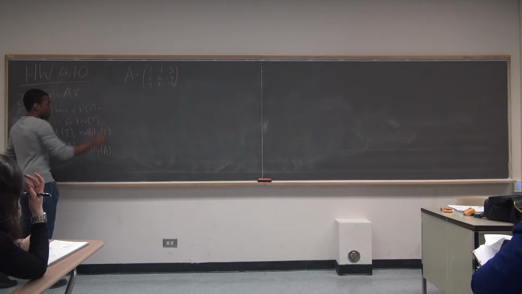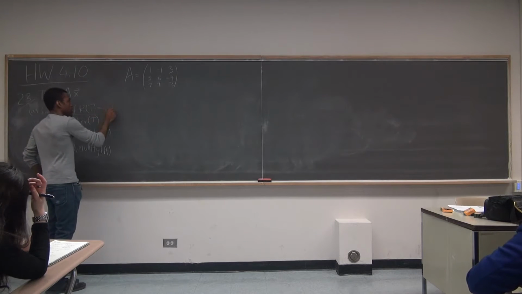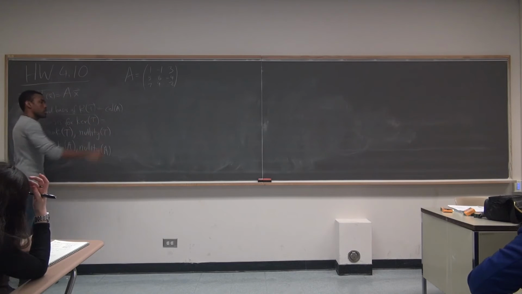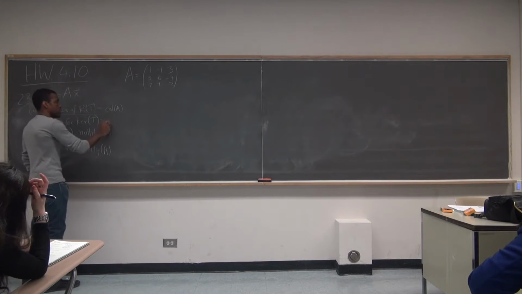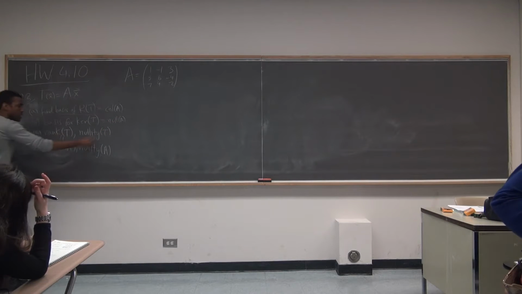All you have to remember is what these translate to. What does the basis for the range translate to? The column space of A. That's what they're asking for. And the basis for the kernel will be the null space. So basically the null space of A is what they're asking for.